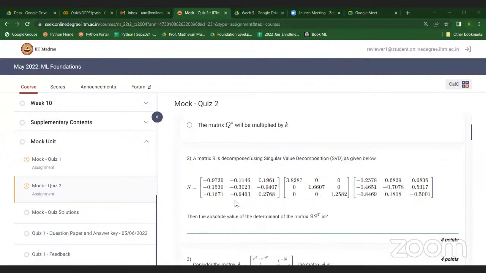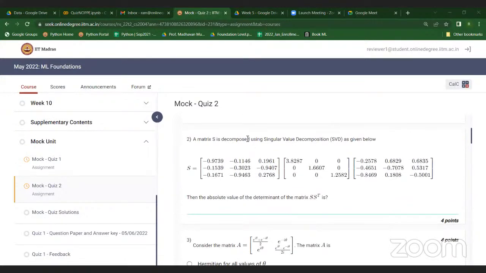Okay, so that's the first question, and then the second one: a matrix is decomposed using SVD as below. Then what is the absolute value of the determinant of S S transpose? So this is S, right? And if you look at the definition, what are going to be these values? If you look at the singular value decomposition, what are those values?